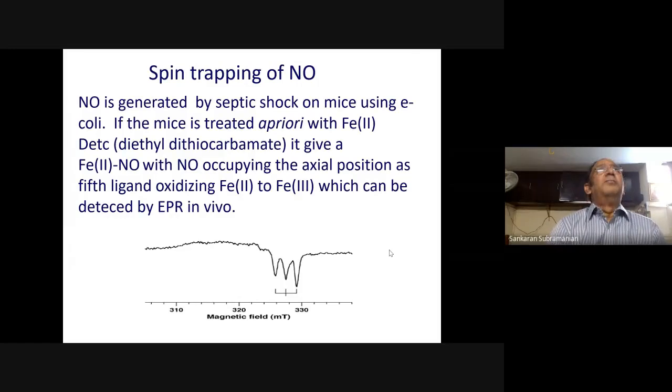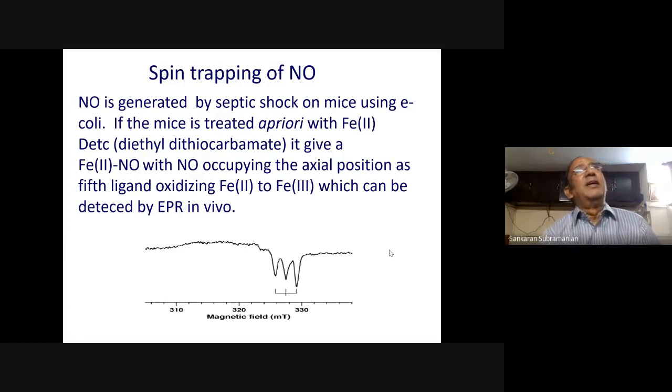But if you now generate nitric oxide in vivo, for example, you can give a septic shock to mice and then inject the mice with an iron 2 compound, iron 2 diethyl dithiocarbamate, which is a square planar iron complex. The nitric oxide becomes the fifth ligand and takes an electron from iron 2, makes it iron 3 and paramagnetic. And that electron will start giving rise to a hyperfine pattern from the nitric oxide nitrogen.